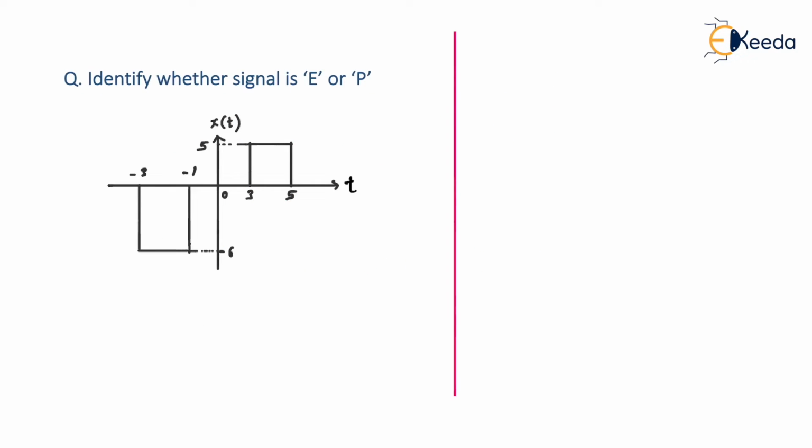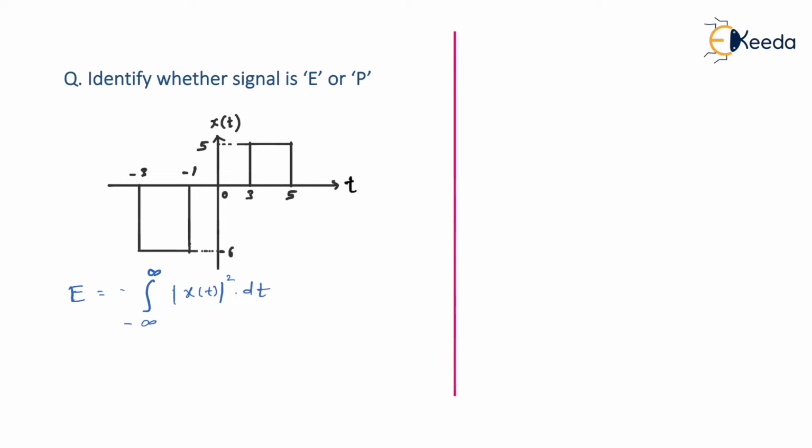This question says identify whether the given signal is energy or power. Whenever you encounter such a question, it is suggested that you should always start with the energy formula. So now let us recall the energy formula. It says energy equals the integration from minus infinity to infinity of mod of x(t) whole square dt.